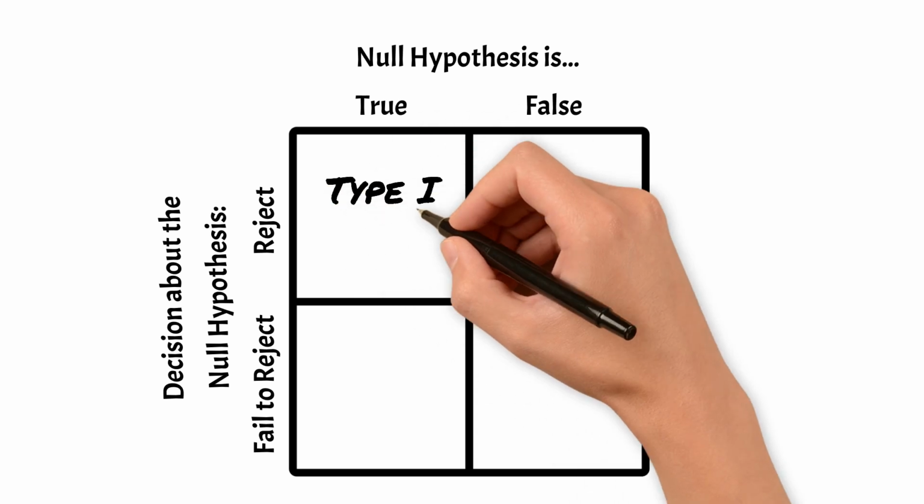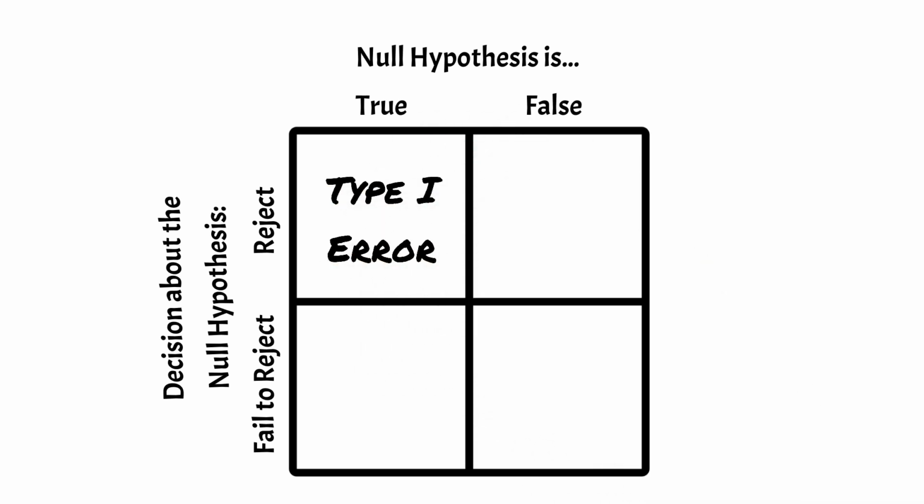That kind of error is called a type 1 error. It's right here where the null hypothesis was true, but we rejected the null hypothesis, thereby making a mistake. This error is often called a false alarm. Can you see why it would be described that way?